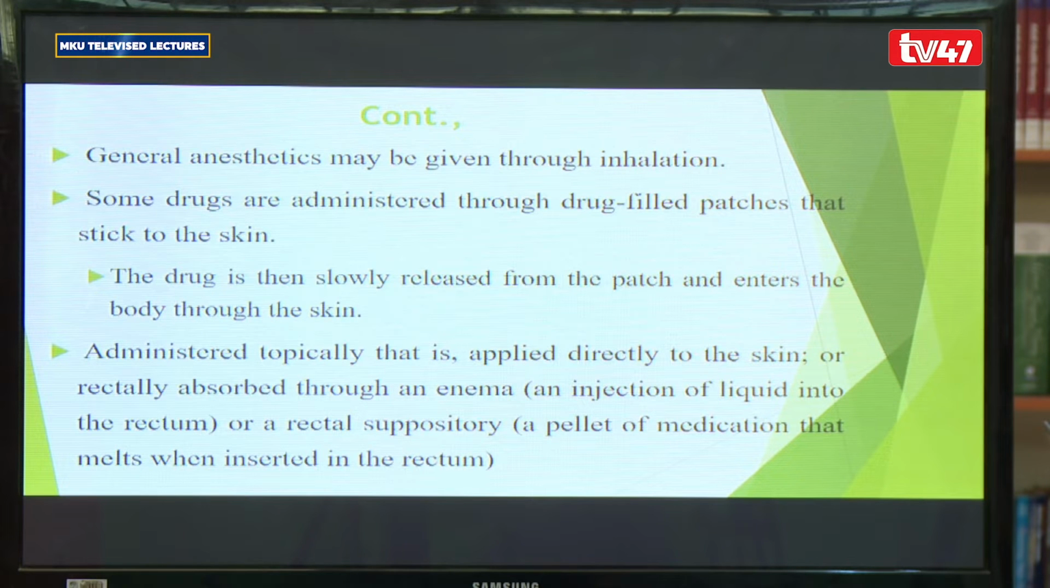You apply the drug to the skin. Drugs can also be absorbed through an enema or injection of the liquid into the rectum, or a rectal suppository. Talk about the pellets of a drug. There is another way also, a medication that melts when inserted into the rectum.